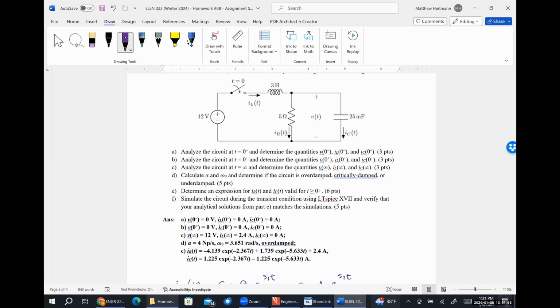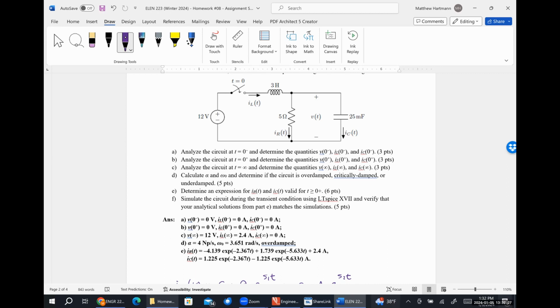Oh, I did it through the inductor. I had the same current through it. Okay, so you said the inductor current. So if you found the inductor current, I'm still not entirely sure. Oh, okay, okay.